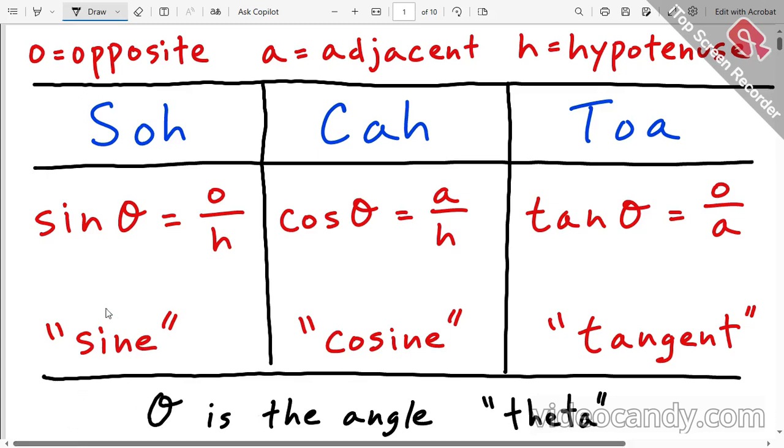It represents the angle. So for these formulas, the sine of theta equals opposite divided by hypotenuse. The cosine of theta equals adjacent divided by hypotenuse. And the tangent of theta equals opposite divided by adjacent. The O, the A, and the H are opposite, adjacent, and hypotenuse. These will be the sides of the right triangles, and theta is the angle. You just remember SOH CAH TOA to remember these formulas.